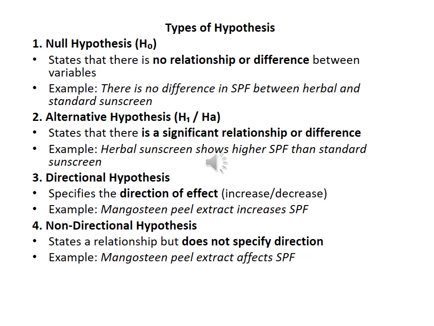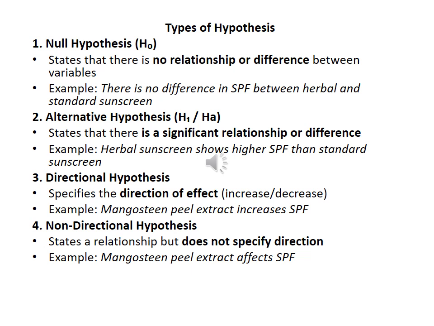Then next is the alternative hypothesis. It says that yes, there is a significant difference or there is a relationship between the herbal sunscreen and the standard sunscreen. So the herbal sunscreen shows higher SPF compared to the standard sunscreen. So there is a difference in the SPF value when we compare the herbal sunscreen with the standard sunscreen. So this is called the alternative hypothesis. In null hypothesis, it says there is no difference or there is no relationship between variables, but the alternative hypothesis says there is a relationship or there is a difference between these two treatments.